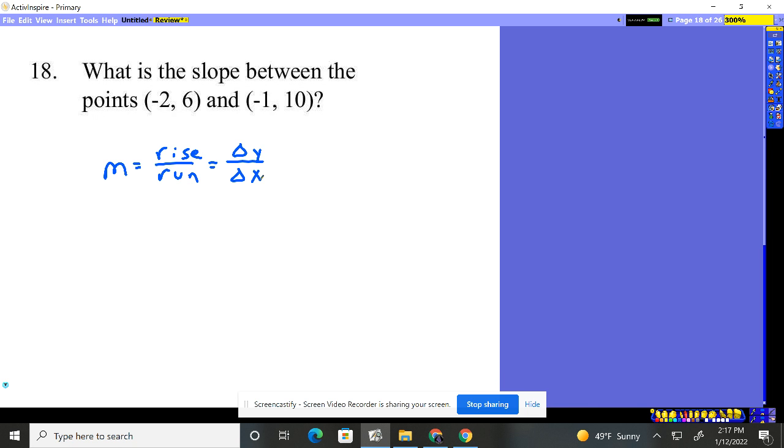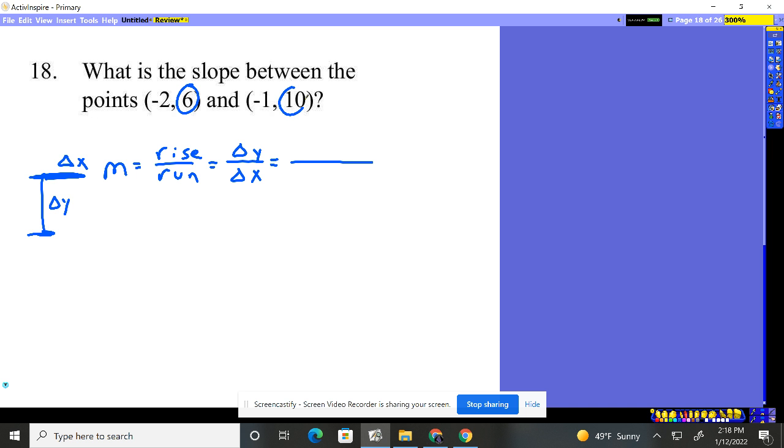So it's the change in your y's over the change in your x's. Because when you on a graph go up, you're looking at how far up you went. That's the change in your y values. And then running over left and right is simply the change in your x values. So all we need to do is subtract our y's and subtract our x's. So let's start with the y's.